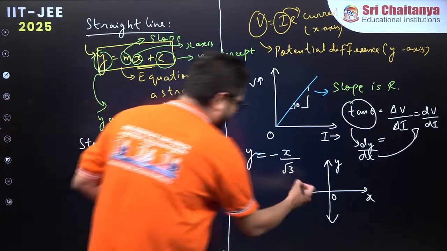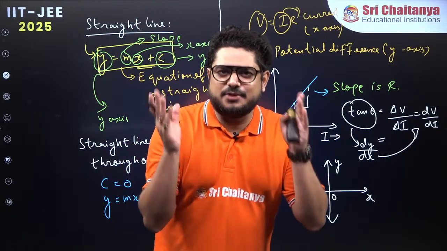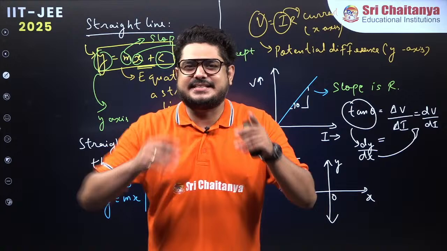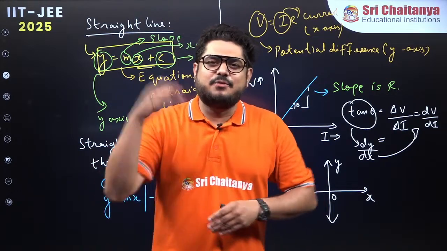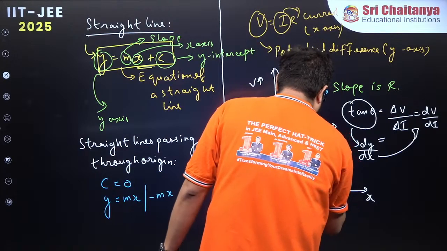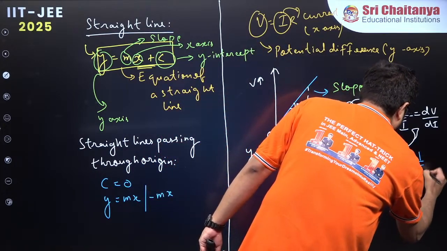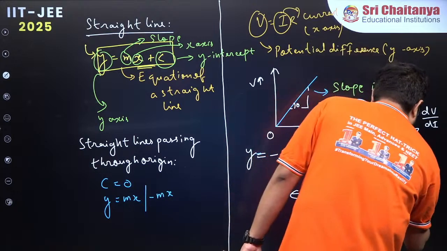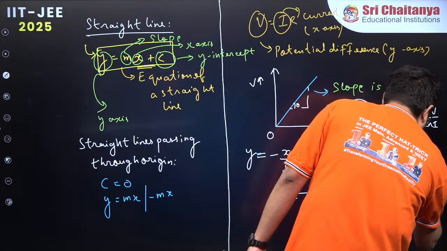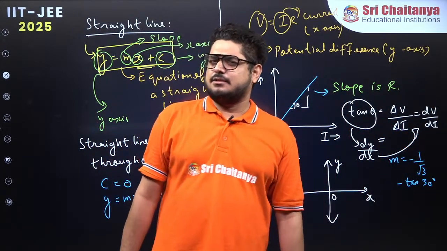So what is the intercept in this? Intercept is 0. Wherever you are getting a straight line equation, the first thing you need to do is compare it with the standard equation of a straight line, which is y is equal to mx plus c. You will get that the slope is minus 1 by root 3, that is minus tan 30. Tan 30 is 1 by root 3.